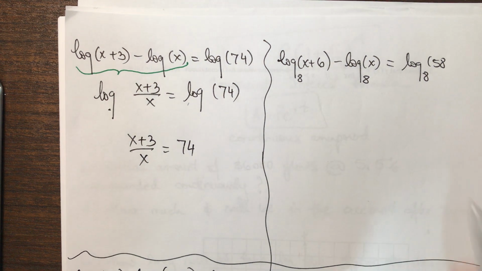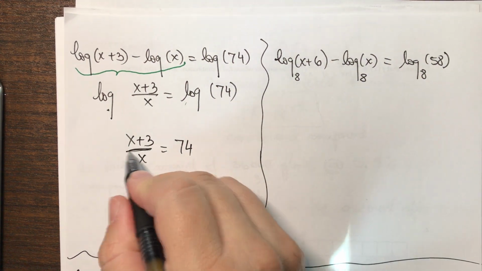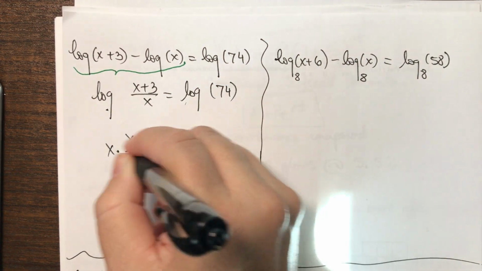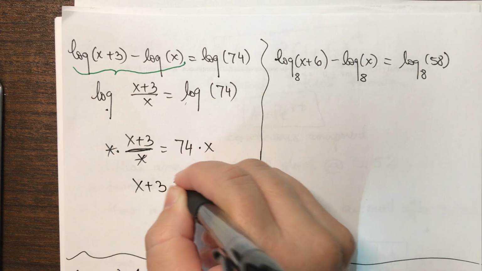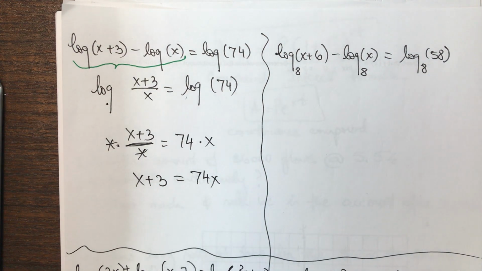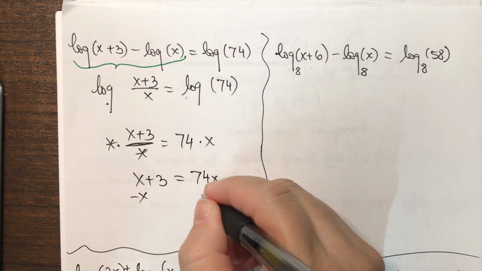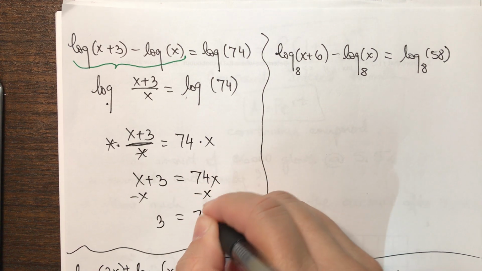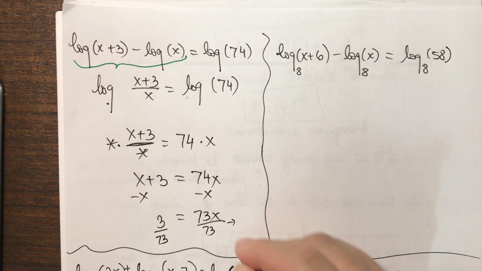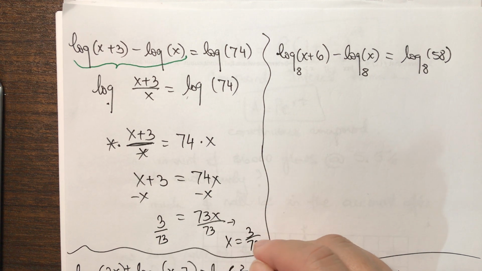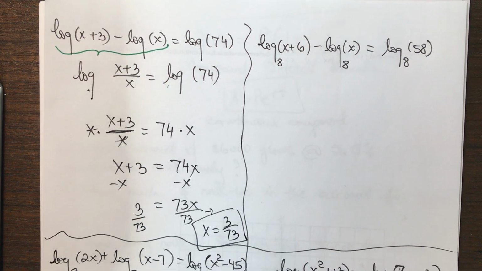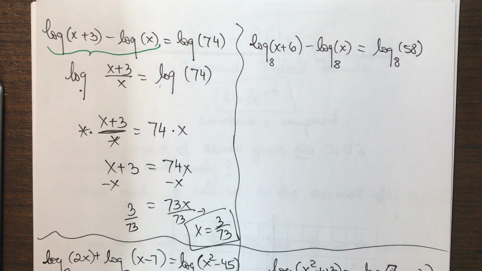Now, what you see is a quotient, right? It's a rational equation now. Best thing to do would be to multiply by the LCD or cross multiply. In other words, move the x over here. Okay, and now it's a simple linear equation. Get the x's to one side. Divide by 73. So x is going to equal 3 over 73. All done. Simple.